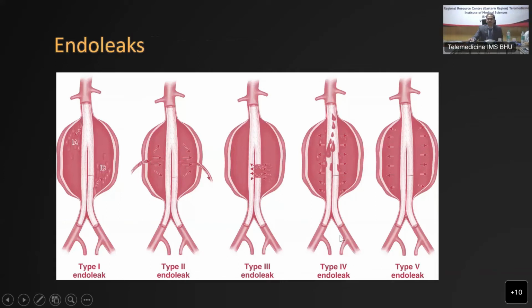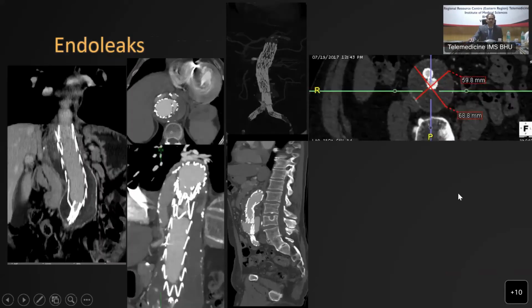And this is endotension, or type 5 endoleak, where you actually don't see a leak, but you see progressive enlargement of the aneurysmal sac. Type 2 endoleak is the most common. So here are some examples of the endoleaks.